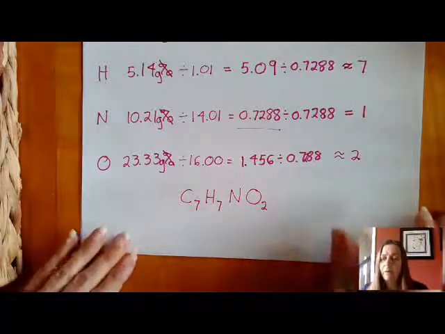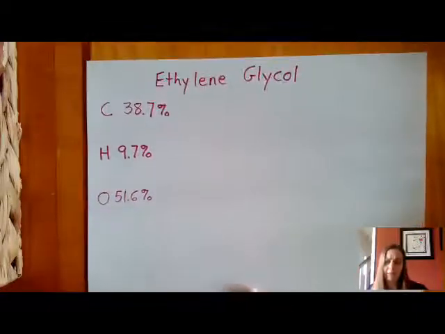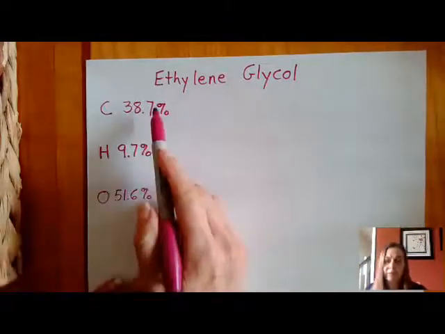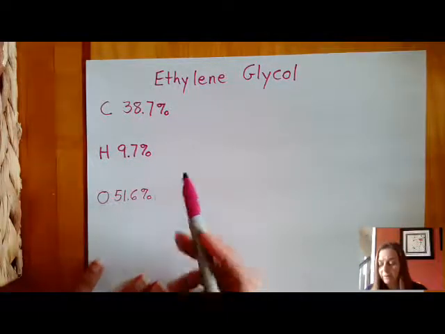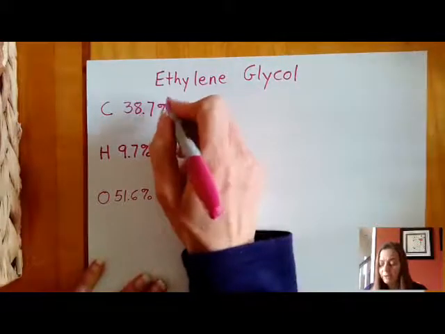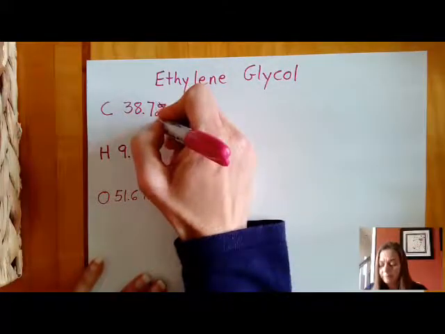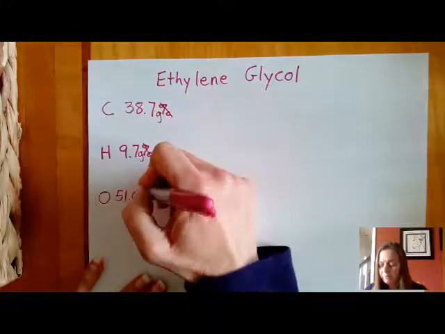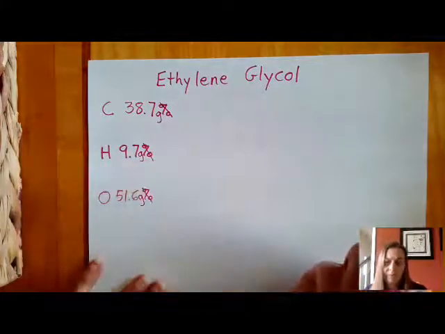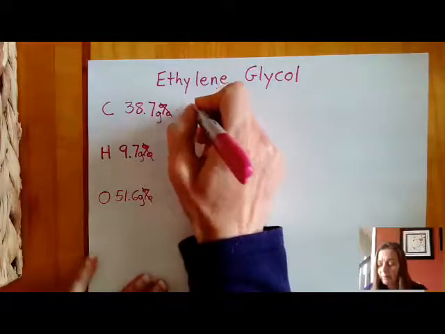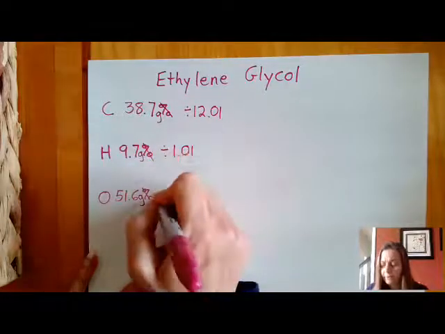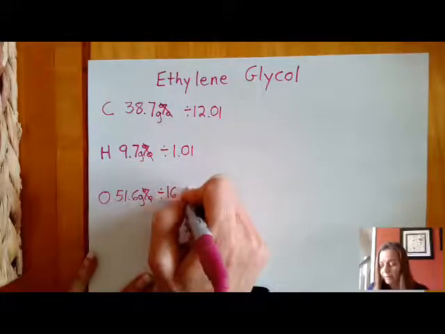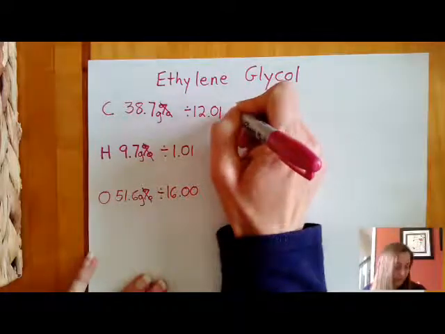Okay, so we'll do one more example. We have ethylene glycol, and ethylene glycol contains 38.7% carbon, 9.7% hydrogen, and 51.6% oxygen. Again, I'm going to change these percents to grams. I'm going to assume I have 100 grams, so we've done step 1. Now we're going to divide by molar mass: 12.01 for carbon, 1.01 for hydrogen, and 16.00 for oxygen.